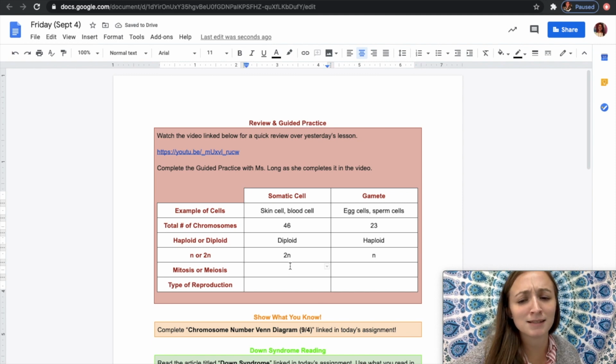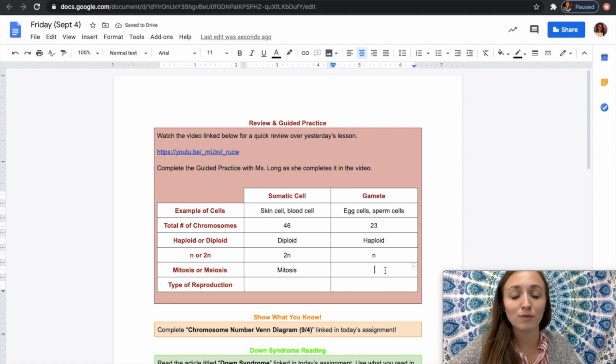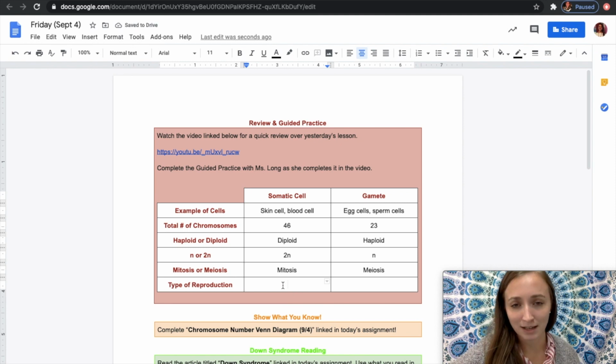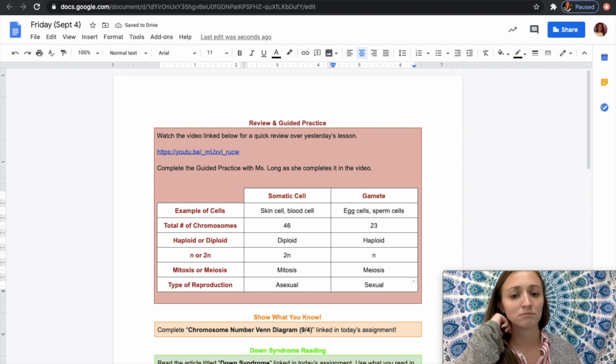Is this cell made by mitosis or meiosis? A regular body cell is made identical to the others, so that is mitosis. A gamete is made by sexual reproduction, which is meiosis. And I kind of gave this last one away. What's the type of reproduction? Since somatic cells are made to be identical, that is asexual reproduction. Gametes are not identical, and they are made by sexual reproduction.